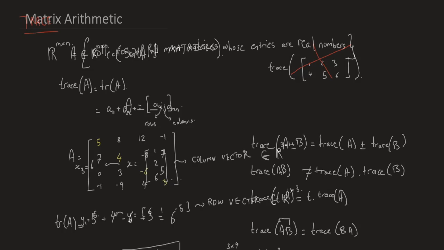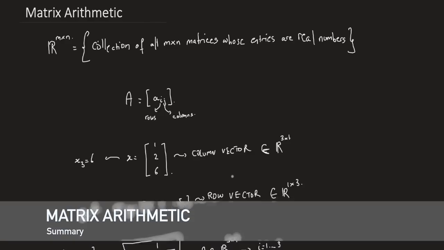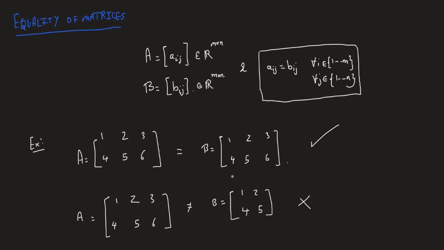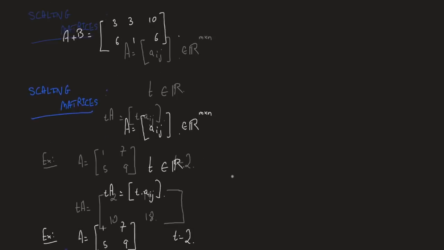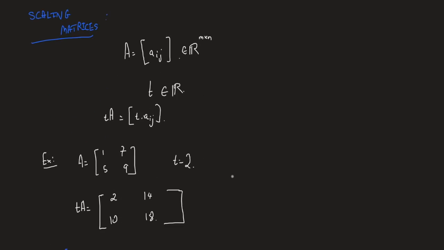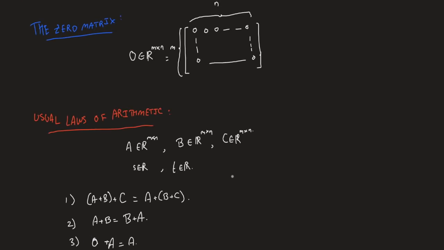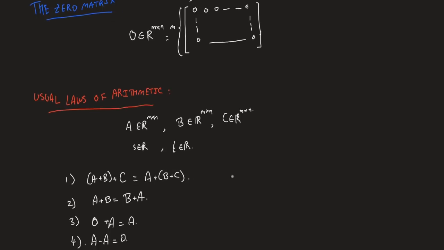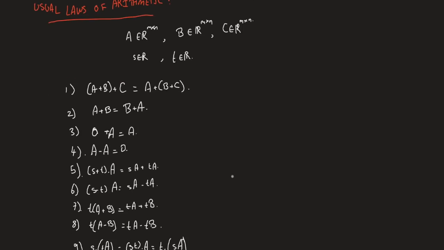I hope you enjoyed it. We talked about a lot of stuff here. We started off defining what a matrix is, the collection of all n by n matrices, what row and column vectors are. We talked about equality of matrices, so when do we say that two matrices are or are not equal? The addition of matrices, how to add two matrices, how to scale matrices by a scalar, how to compute the negative of a matrix, how to subtract matrices. We defined the so-called zero matrix, and we gave some usual laws of arithmetic on matrices, of course.